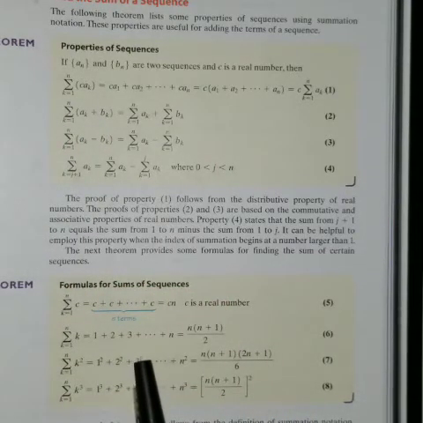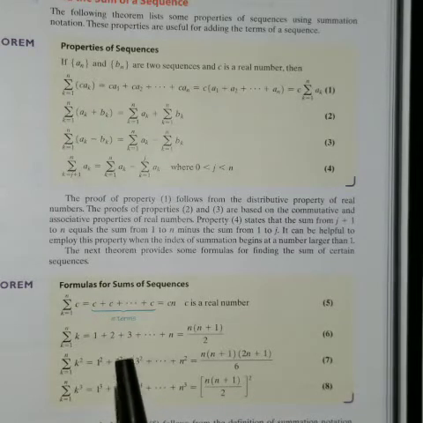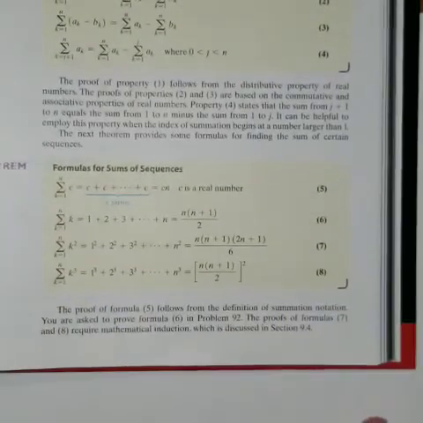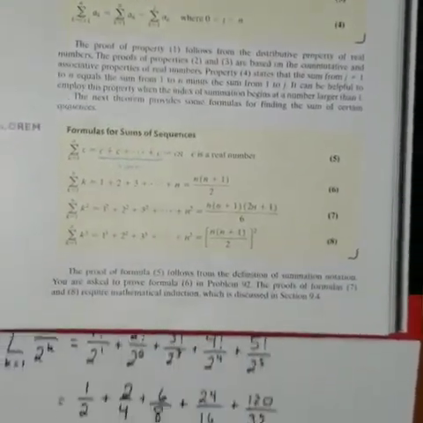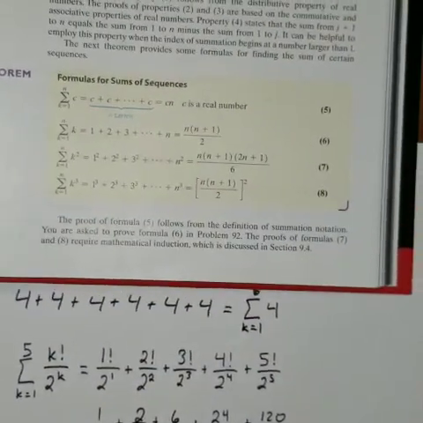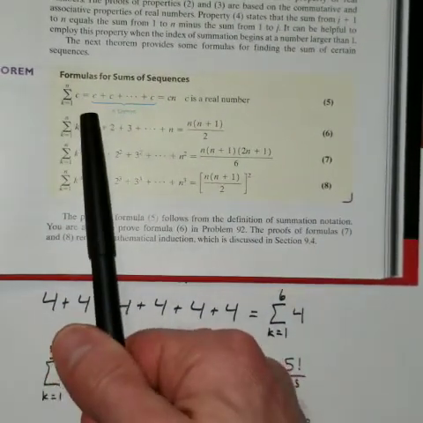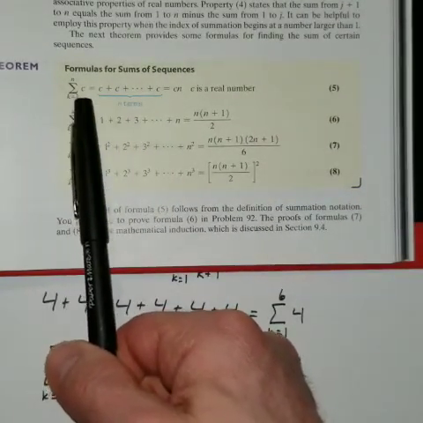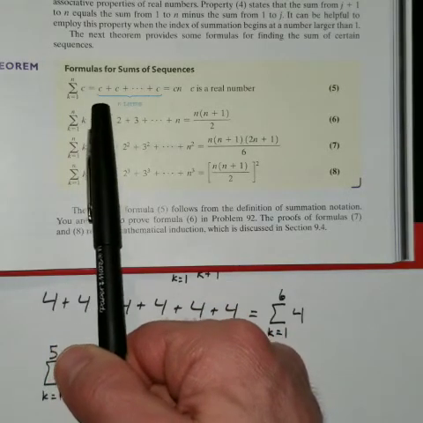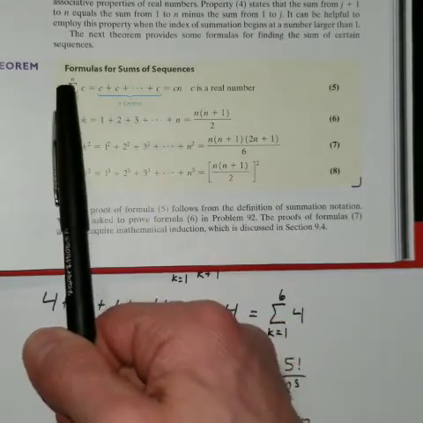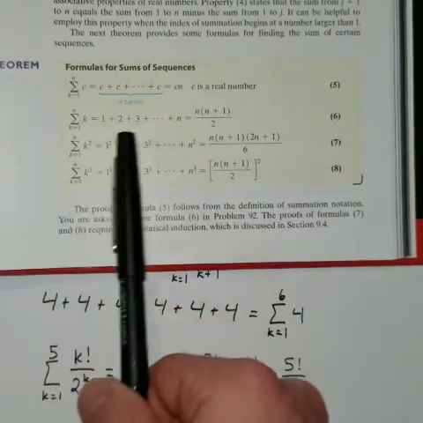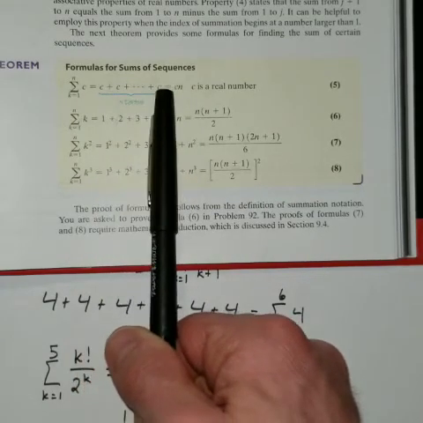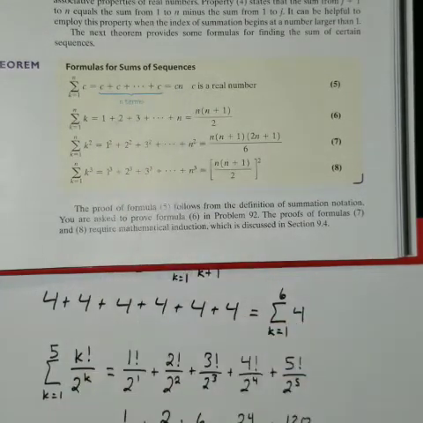The formulas for sums of sequences on the bottom here I think is really fascinating, because a couple of these we just saw, actually. Let me see if I can scoot this around so you can see what I'm talking about. The first formula, I don't know if you can even zoom in, I don't know if you can see that. The sum of C, C is a constant, is just a whole bunch of C's added together N times, because N is the position number. So it's N times C. Right, if you add the same thing to itself n times, it's n times that thing.